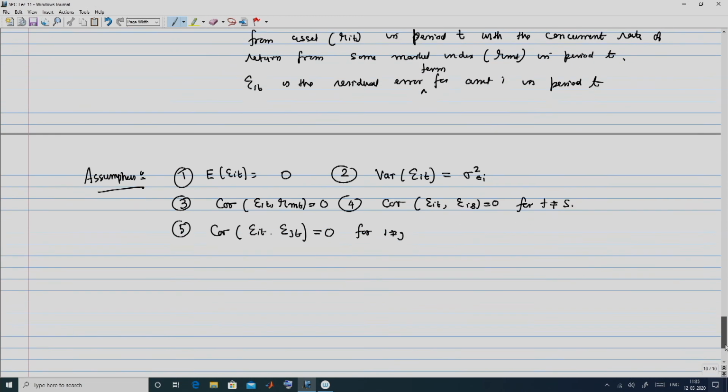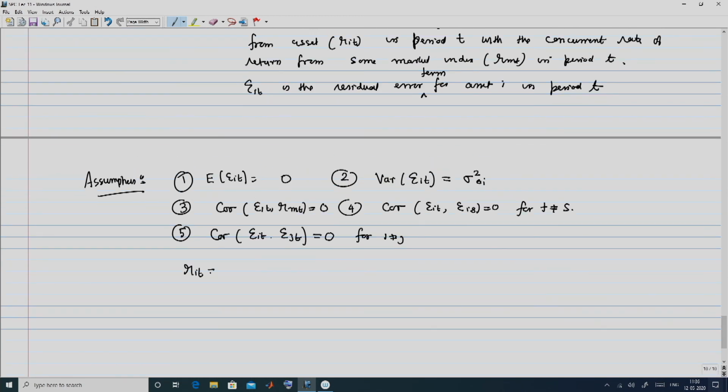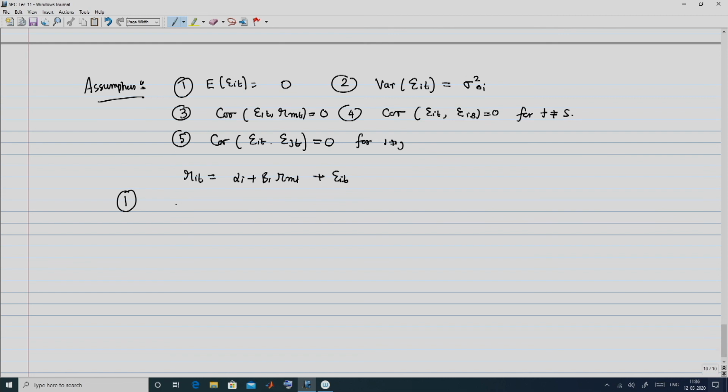Okay. Now, coming back to the relation R_IT is equal to alpha_I plus beta_I R_MT plus epsilon_IT, let us calculate the expectation, variance and covariance of all this. So, the expected value of R_IT, given R_MT, is simply the expected value of alpha_I, which is alpha_I, plus the expected value of beta_I R_MT, which is beta_I into R_MT. Remember that I am taking conditional expectation, so this is fixed, plus 0.